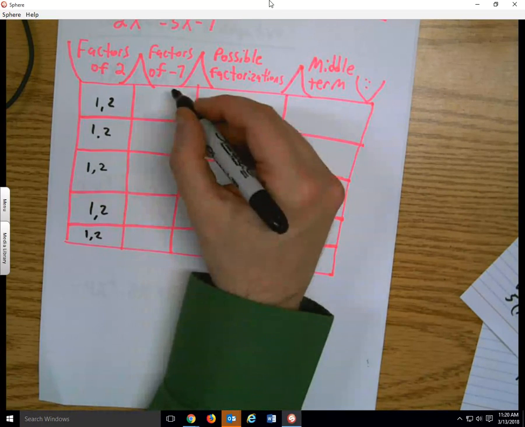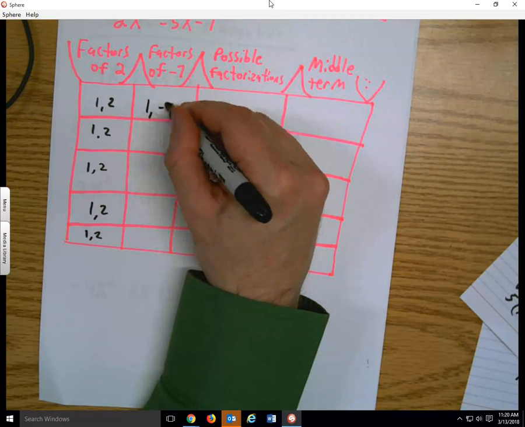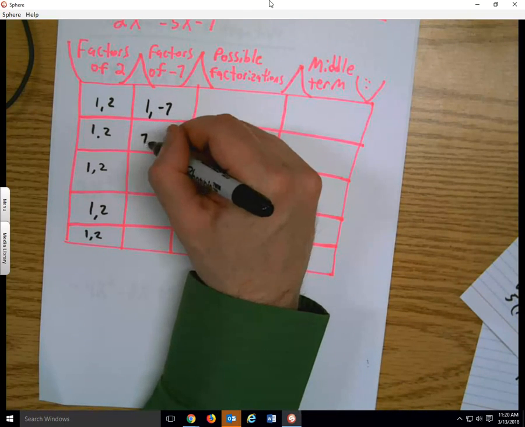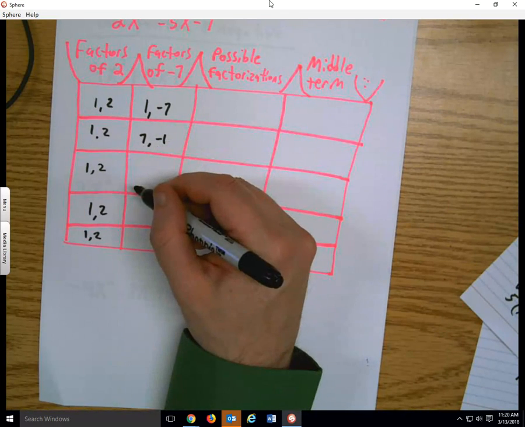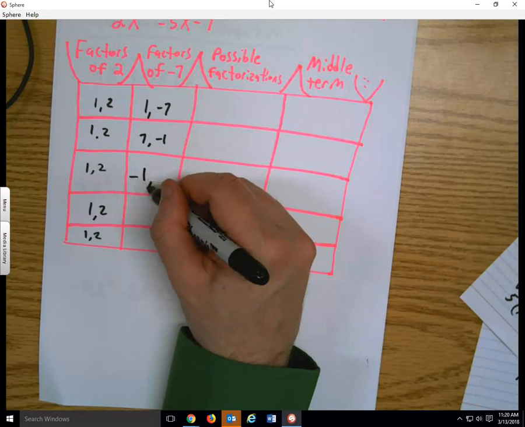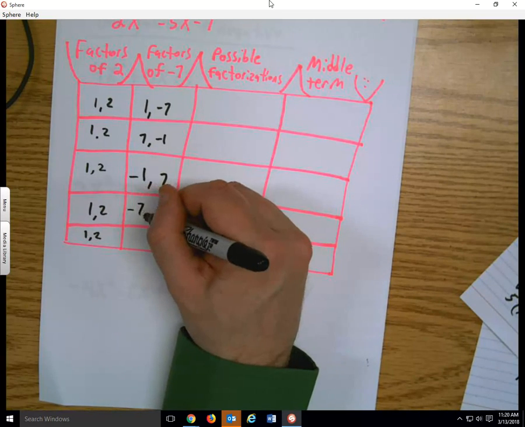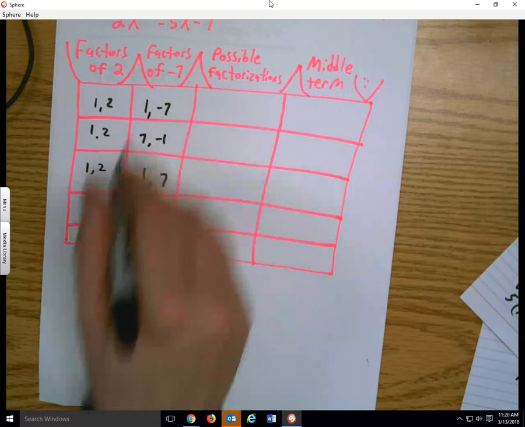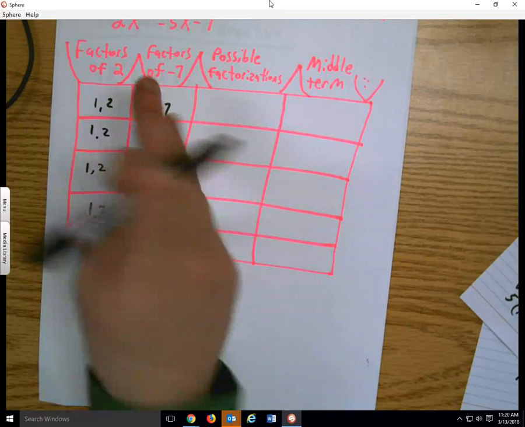What are the factors of a negative 7? Let's see how the 7 is negative. So you have to do a negative now. 1 and negative 7, 7 and negative 1, negative 1 and 7, and negative 7 and 1. So those are all the possible ways that you could end up with a negative 7 and switching the order.